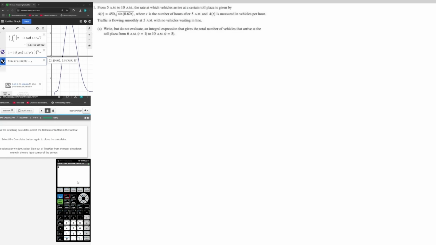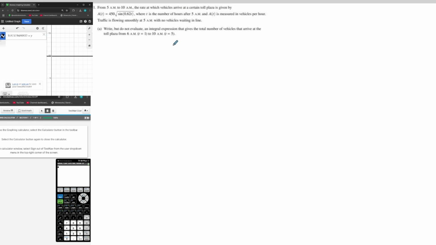All right, so for this next one, it says from 5 to 10 a.m., the rate at which vehicles arrive at a certain toll plaza is given by a of t equals 450 square root sine of 0.62 t, where t is the number of hours after 5 a.m. and is measured in vehicles per hour. Traffic is flowing smoothly at 5 a.m. It says, write but do not evaluate an integral expression that gives the total number of vehicles that arrive at the toll plaza from 6 a.m. to 10 a.m.